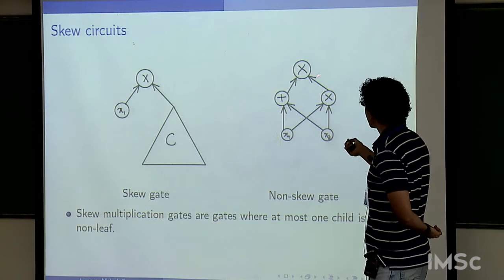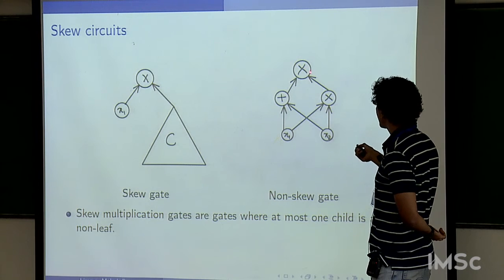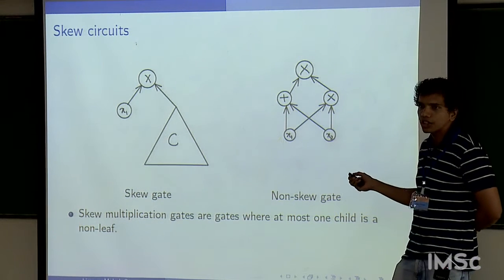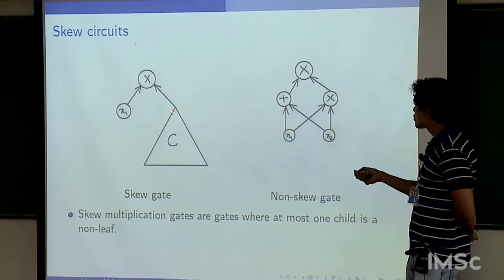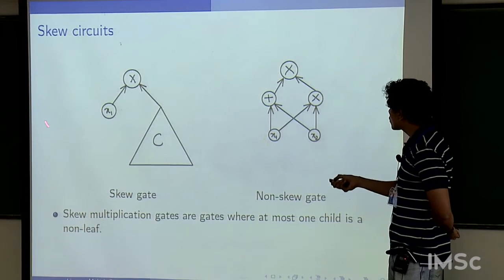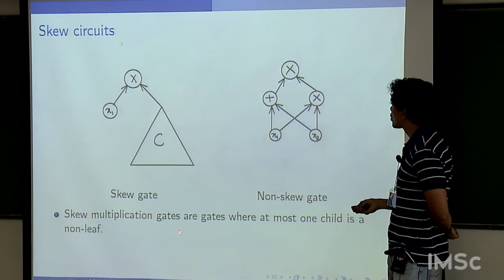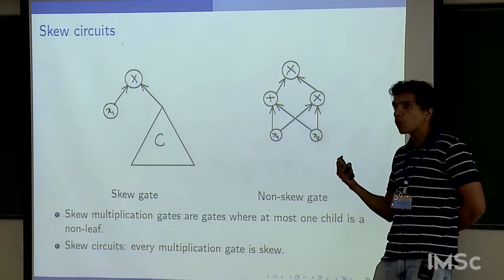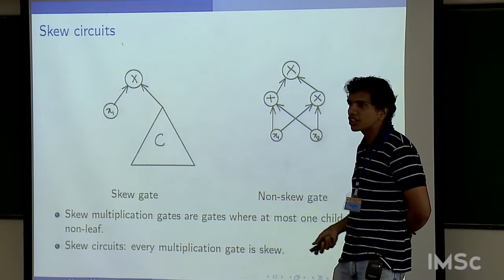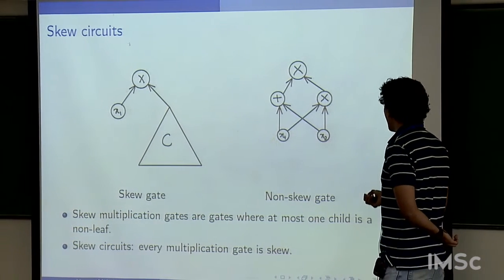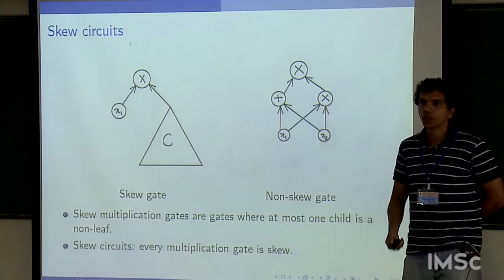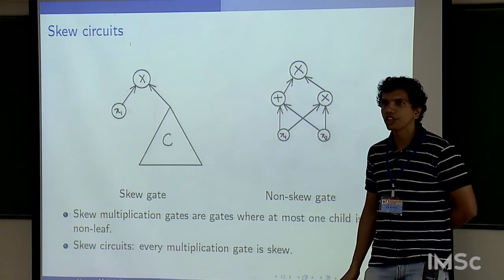Okay. Whereas the multiplication gate on top on the right hand side actually multiplies two non-trivial circuits. This is not a skew circuit. So the difference between skew and non-skew is that skew circuits only have multiplication gates of this form. Right? So every multiplication gate has only one big child, all the other children are leaves, and they don't have any of these non-skew gates. Any questions about the definition of skew circuits?